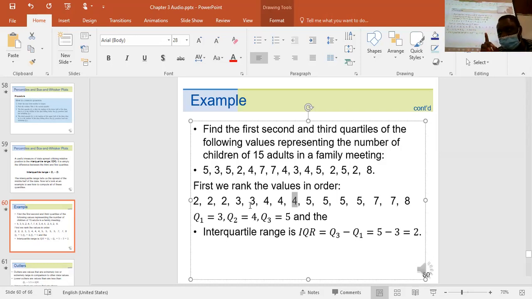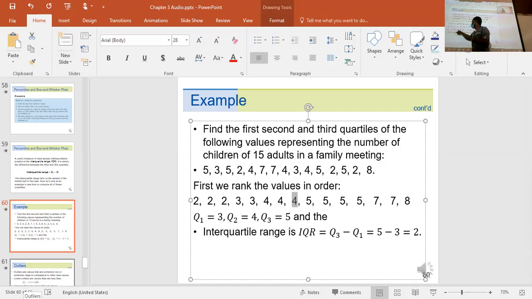So we have 7 values. And when we have 7 values, because it's an odd number, we do 7 plus 1 over 2. And what do we get? 4. So the fourth value is the median of the lower part.